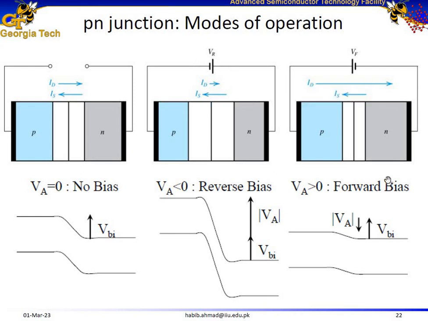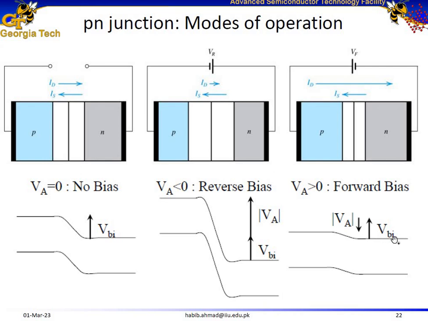The third mode of operation of a p-n junction is operation under forward bias, which means applying a positive potential to the p-type semiconductor and a negative potential to the n-type semiconductor. When you apply a positive potential to the p-type semiconductor, it pushes holes into the depletion region, and similarly the negative potential pushes electrons into the depletion region. So the effective width of the depletion region would be smaller as compared to the depletion width under thermal equilibrium. In that case, as you can see, the built-in potential barrier has also decreased.